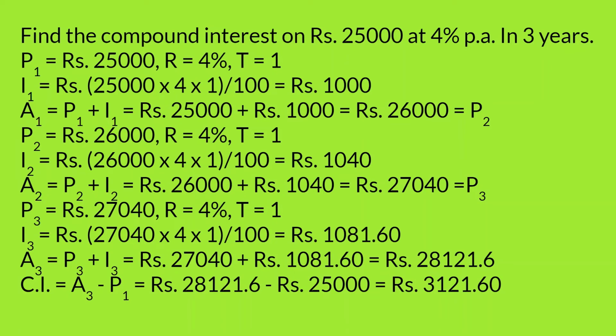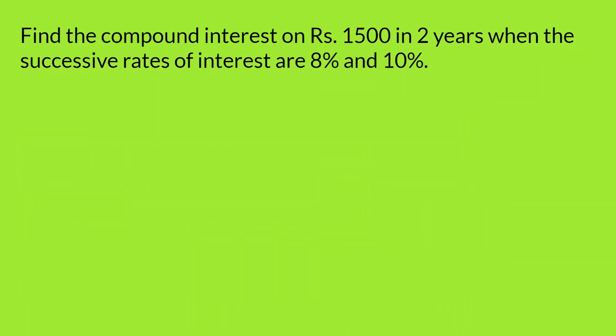Now let's see, find the compound interest on 1500 rupees in 2 years. That's easy, unless you see here, the successive rates of interest are 8% and 10%. So what does this mean? It means that for the first year, rate will be 8%, and if you go to the second year, your rate will increase to 10%. So let's see how we'll do this.